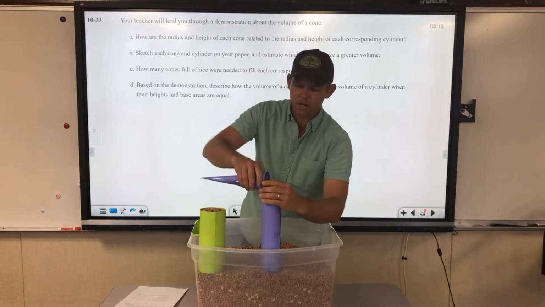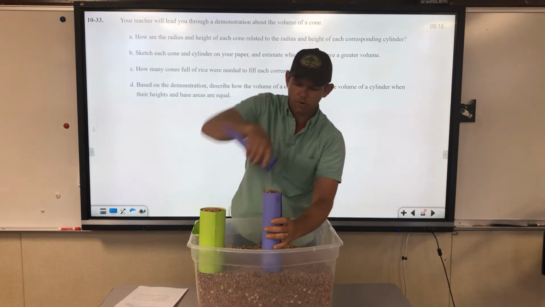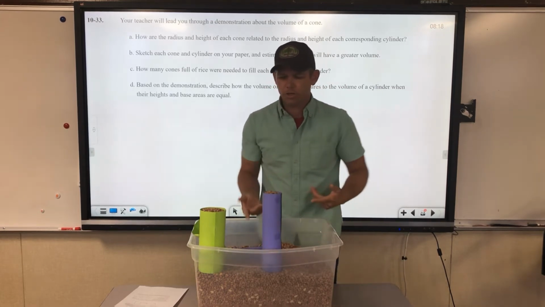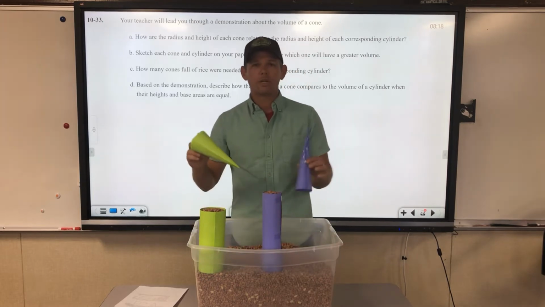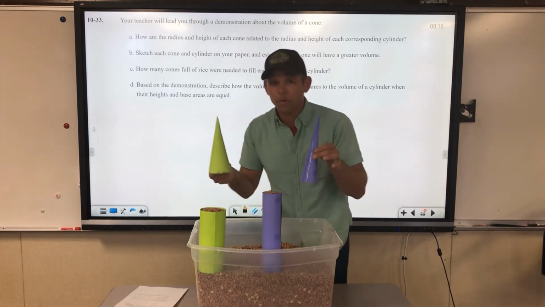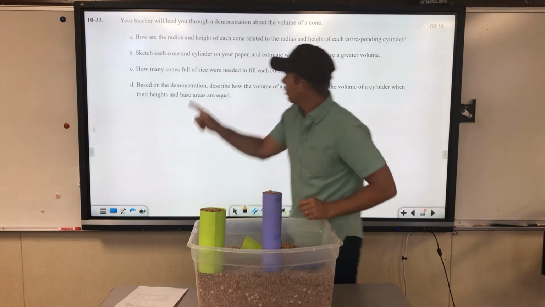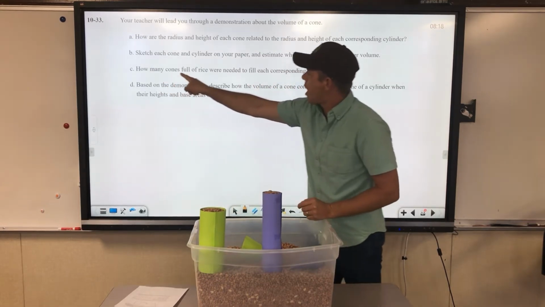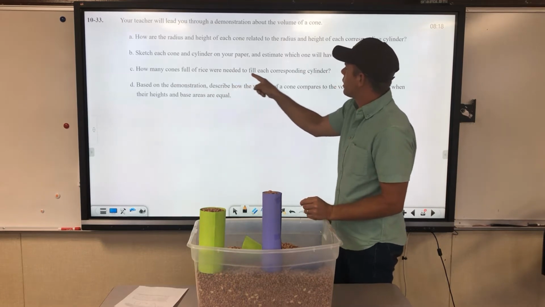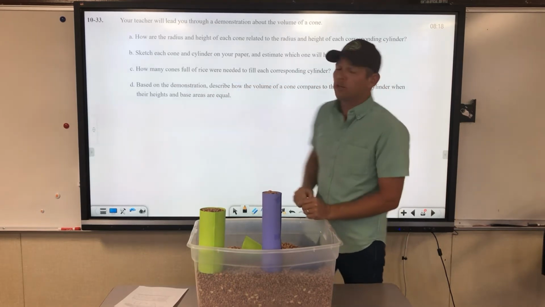Nice, even, right up to the top. Okay, and I want you to notice, in both situations, it took 3 scoops of the cone to equal the cylinder. So right here, see how many cones full of rice were needed to fill each corresponding cylinder.